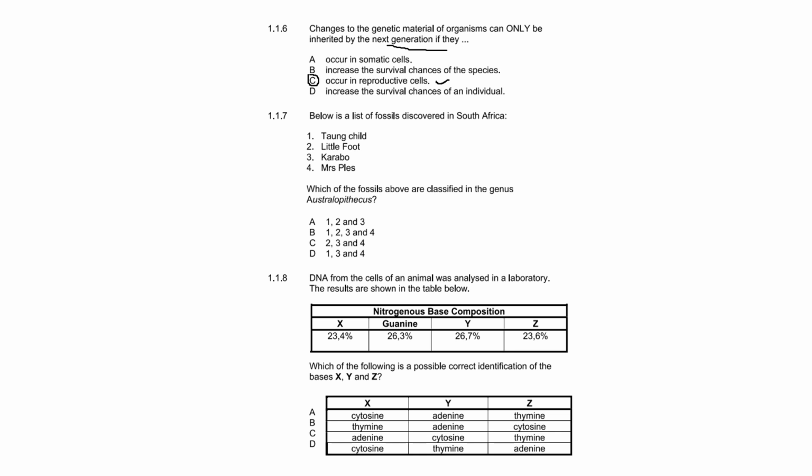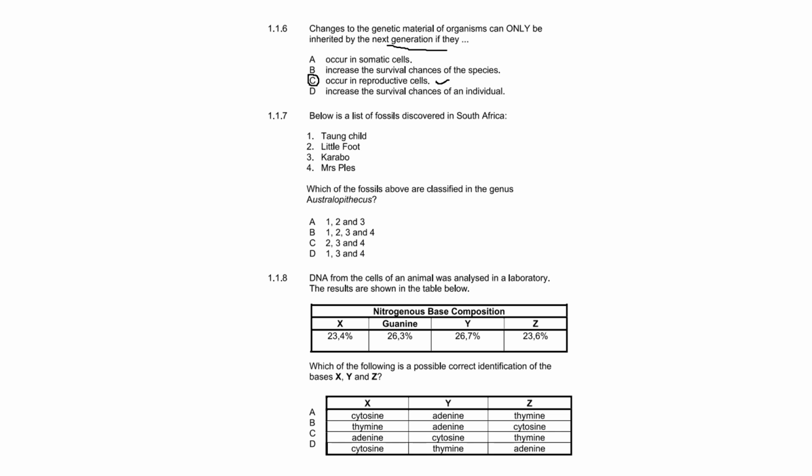So it will be this one. Those changes must occur in the cells which are undergoing reproduction. It can be somatic, and the other options are different topics. So it's only going to be inherited if it occurs in the cells which are undergoing reproduction, meaning letter C will be our answer.